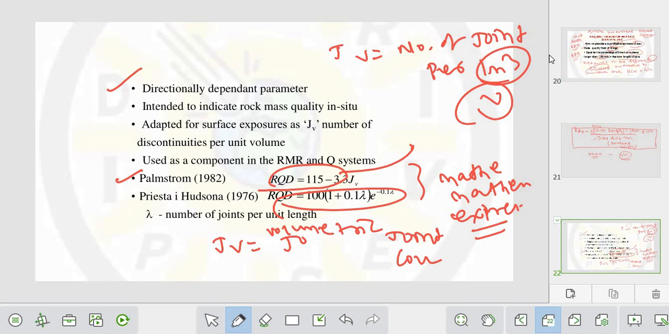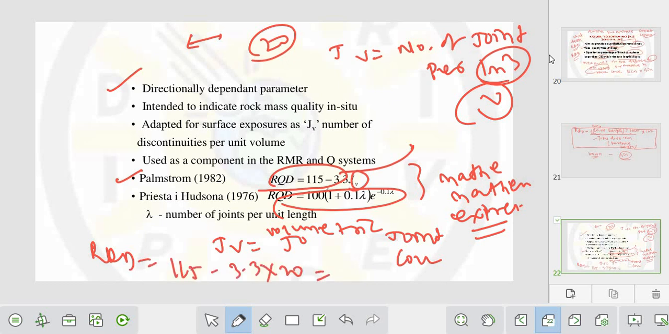अगर core sample की details की जगह JV दे दिया होगा, JV मतलब volumetric joint count. Suppose volumetric joint count is 20, then how do you calculate? Simply RQD will be 115 minus 3.3 into 20. Okay, and lambda is the number of joints per unit length. अगर per unit length पे कितना joint है वो दिया होगा, so that is the lambda part. So put this type of mathematical formula.